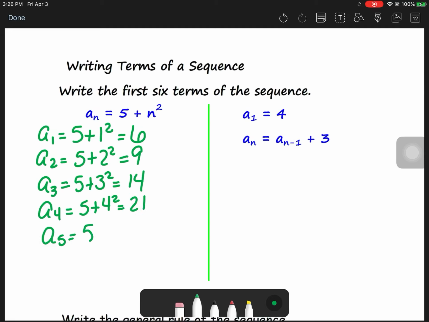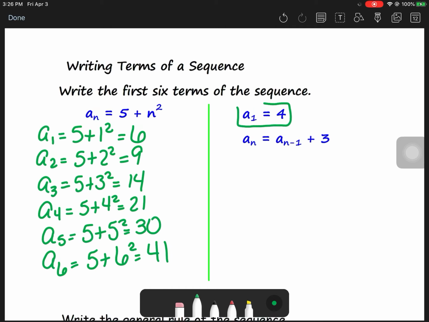For my fifth term, I'm going to plug in a 5. 5 squared is 25. 25 plus 5 is 30. And my last one I want to find is plugging in a 6. 6 squared is 36, plus 5 is 41. So we're just substituting the number value in for the n. In this one, it's a little bit different. My first term is 4.